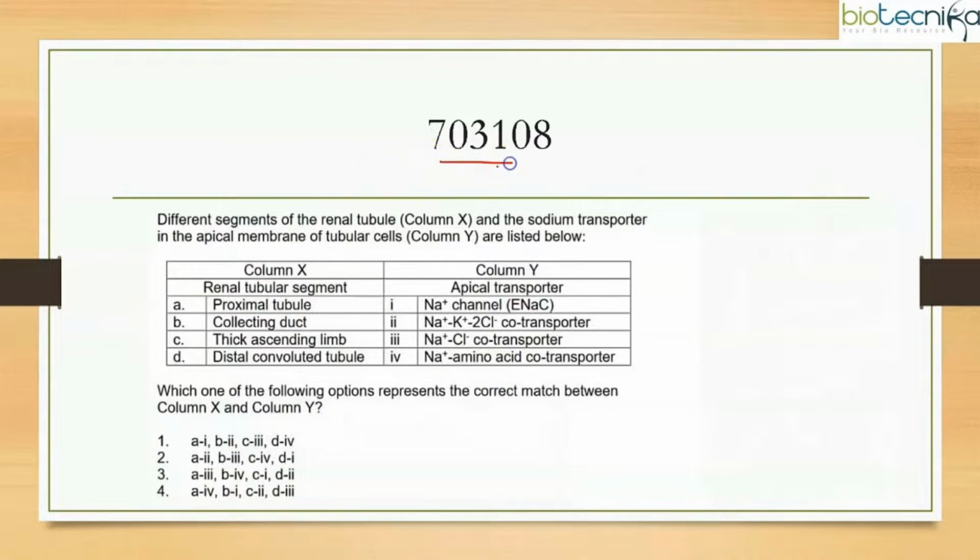Next is question number 703108. It's a simple question from the excretory system, where it's just a match the following, where different segments of the renal tubule are given in column X, and the sodium transporter in the apical membrane of tubular cells are mentioned in column Y. So which of the following options represents the correct match between column X and column Y? Can you all try and tell me?